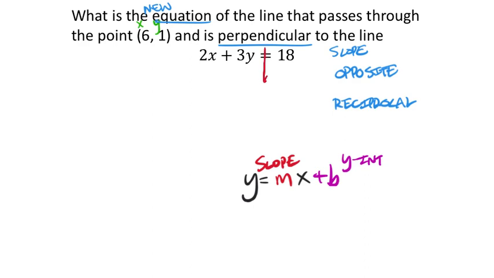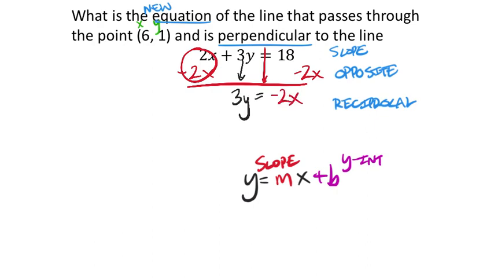So let's take that equation. Let's get rid of that 2x right there, so minus 2x from both sides. That zeroes that out. Again, that was the whole point, to be able to get that 3y by itself. And then I got a negative 2x and a positive 18. So that's pretty close, but it's not quite to slope-intercept form.